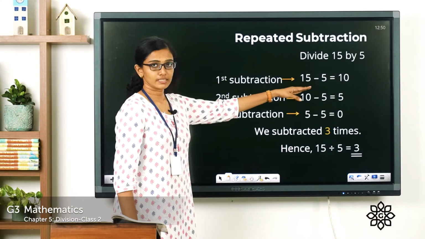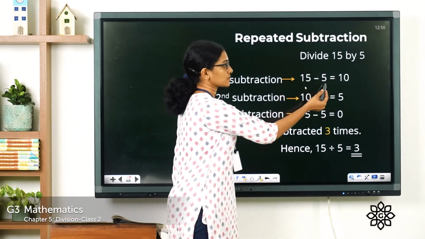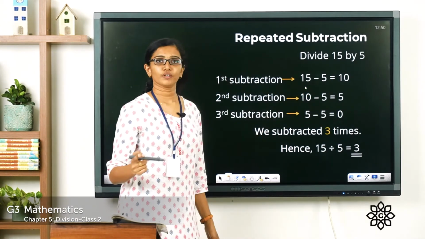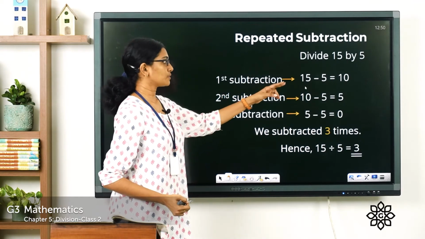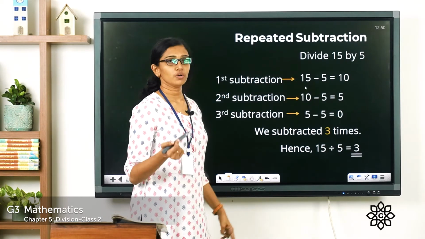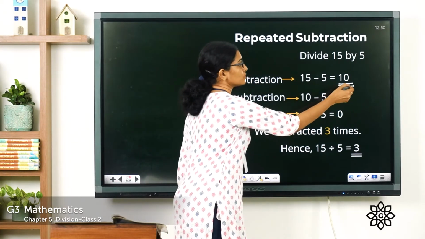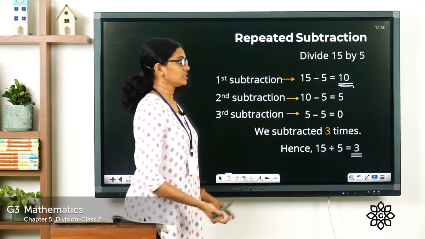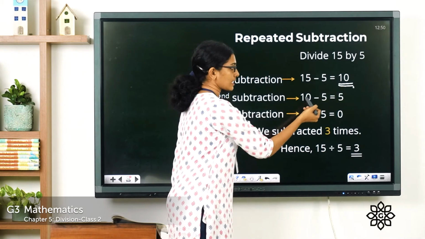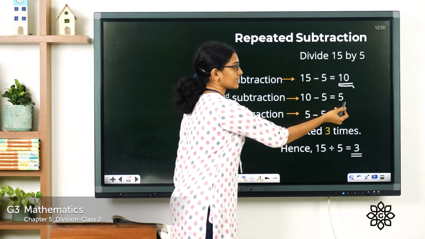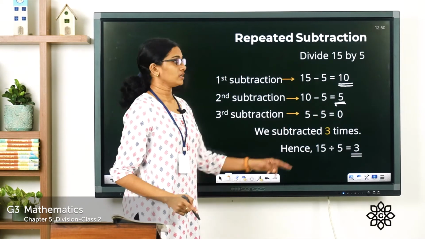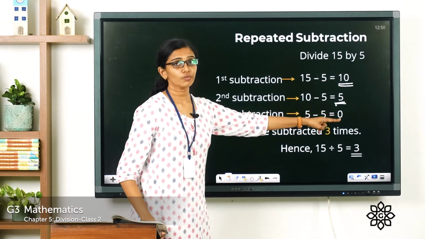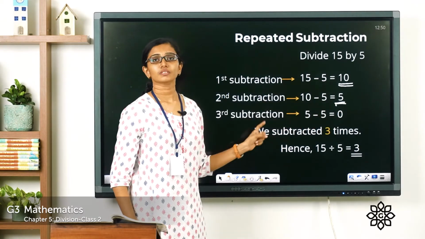So there we are subtracting 15 minus 5. We have made our first subtraction. So in the first subtraction, 15 minus 5, what is it? It is equal to 10. Now repeat the subtraction. In the second subtraction, we are doing this 10 minus 5 and that equals 5. Now, did we reach 0? No. So we continue the subtraction.